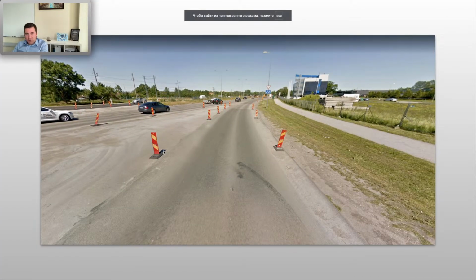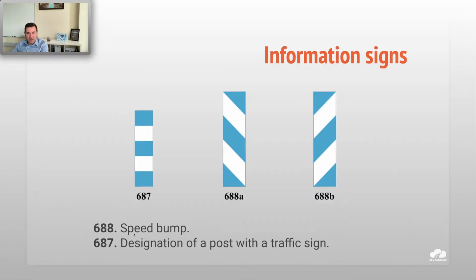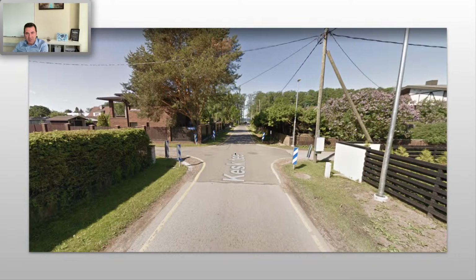Also for construction works, if there are some temporary limitations, like here, they didn't have time to paint the road marking, so that's why they put the sign, and basically it means the same. It's just the edge of the carriageway, simply showing the place where the road ends, and also here is the traffic island, so you cannot cross this area. A sign telling you that there is a speed bump ahead. Designation of the post with a traffic sign. For example, here you can see this place. It's a speed bump, so you have to slow down, so as not to damage your car.